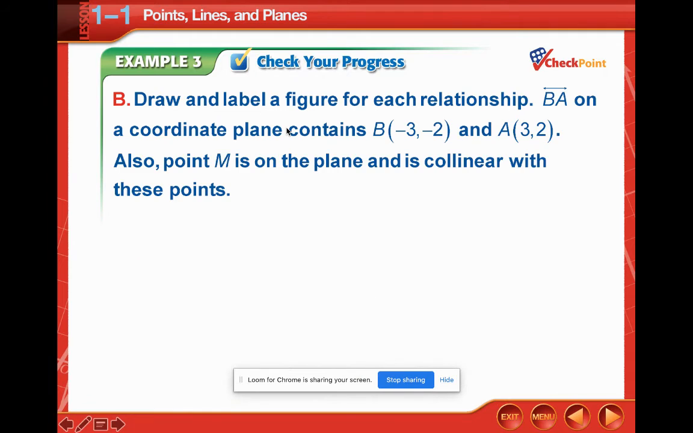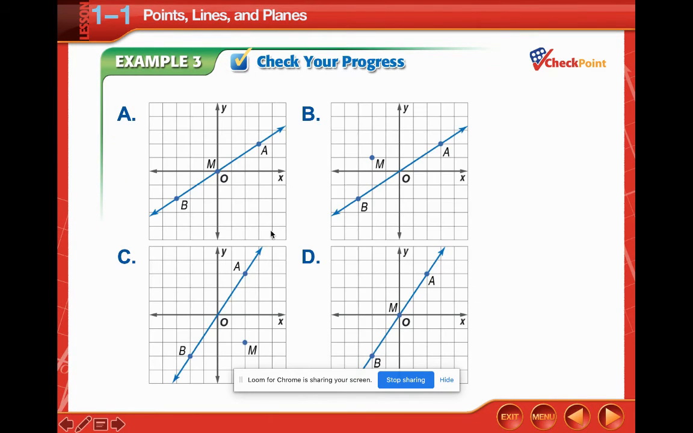All right. Also, point M is on the plane and collinear with these points. So point M is on both these planes. Is it collinear? On this one it is, because remember, collinear means it's on the same line. On this one, it is not on the same line. It is not collinear.